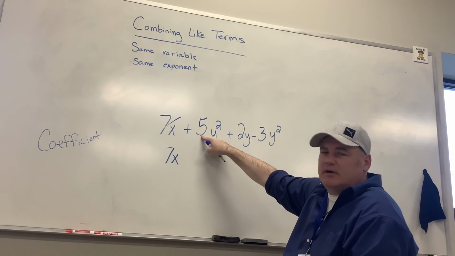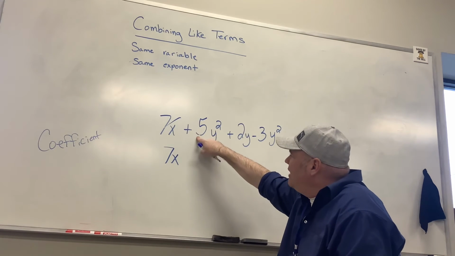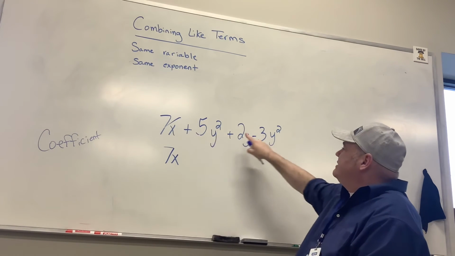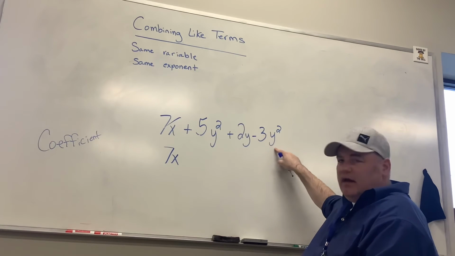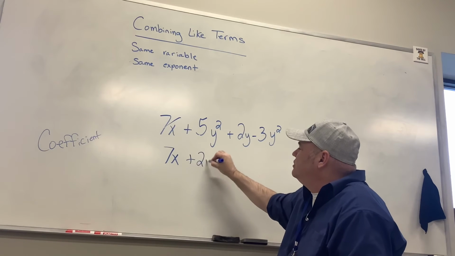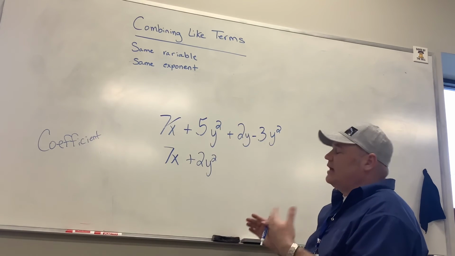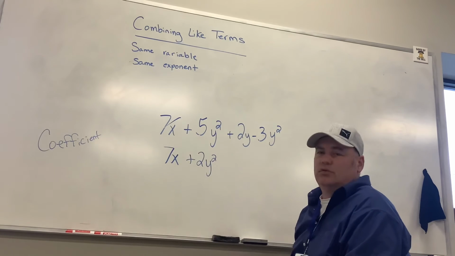And this is where the signs matter, and this is why I want to throw in a subtraction. If I have 5y squared and I subtract 3 of them, I am left with positive 2y squared. I had 5 positive, I took away 3, I still have a positive 2y squared.